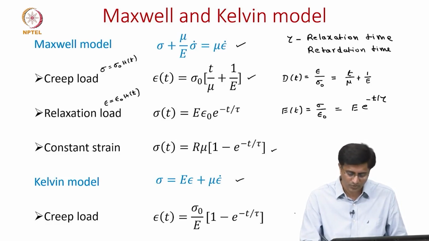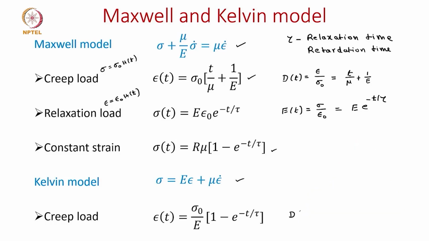So, for creep load we look at the creep compliance, which for the Kelvin model is given as 1 by E times 1 minus e power minus t by tau. Again tau here is the relaxation time which we just defined, and this relaxation time is given by viscosity by modulus E.